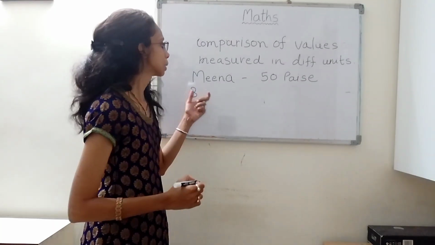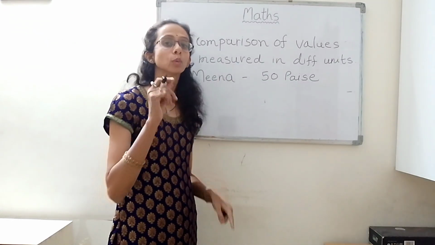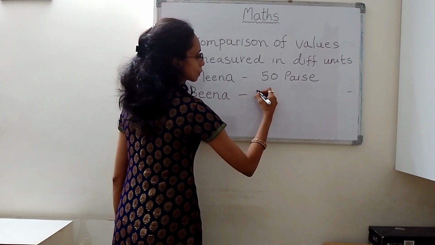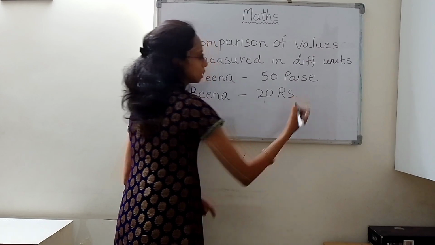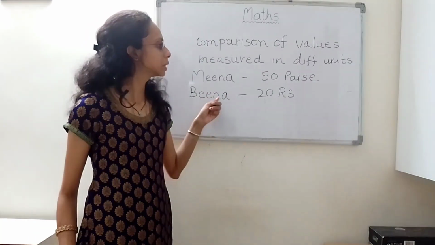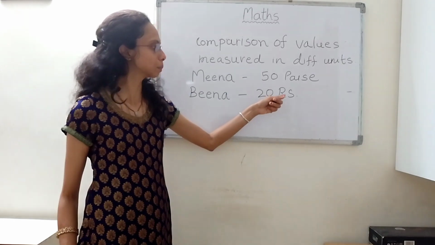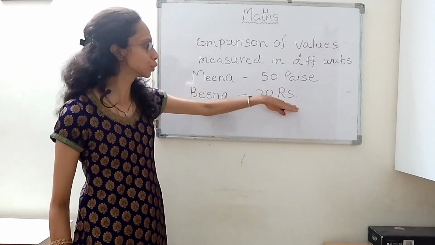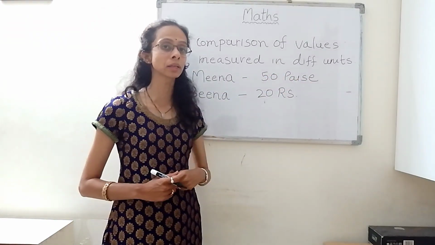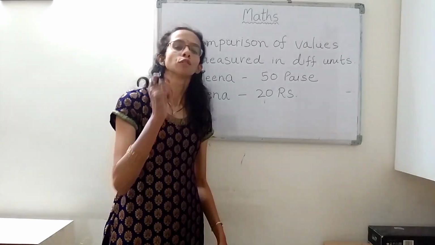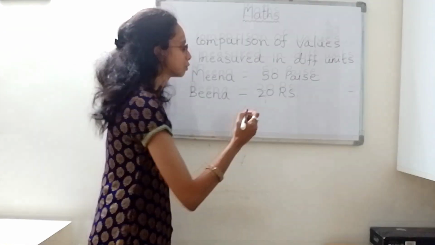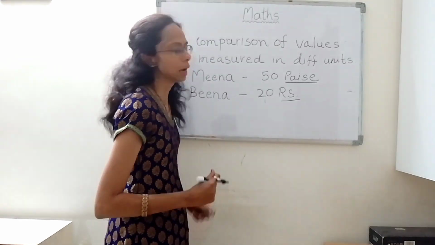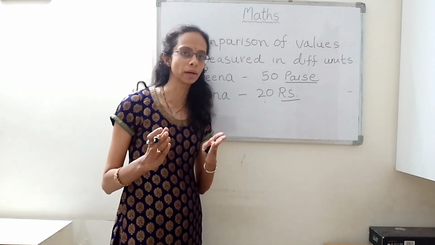I'm sorry, my dear students, Beena buys a biscuit packet worth 20 rupees. Here you can easily see that Beena buys a biscuit packet in rupees and Meena buys a chocolate in paise. So here the two units are different. How can we compare these two different quantities? For doing that, first we need to convert both these different units into one unit, and you already know how, my dear students.